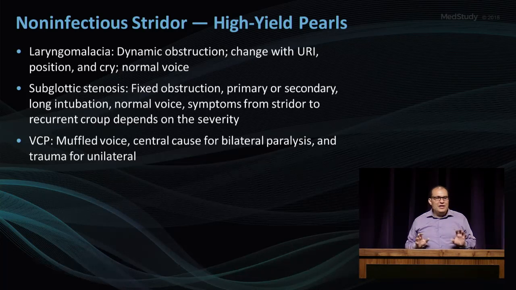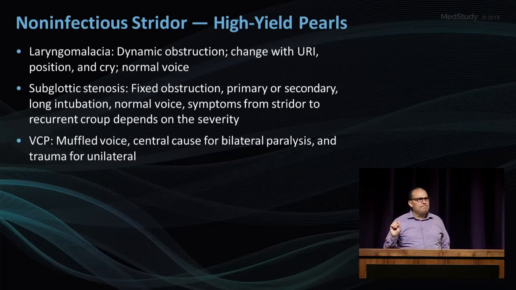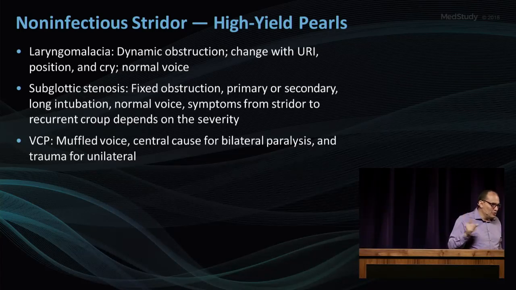So if I have a case, a kid who has stridor, how do I think about it? Laryngomalacia is the most common. Common is common, but rare is serious. How does it change? It changes with crying, supine position, and when he has a cold. This is typical, because subglottic stenosis is a fixed obstruction. It will not change with crying, because it's not a dynamic obstruction. Is that making sense?